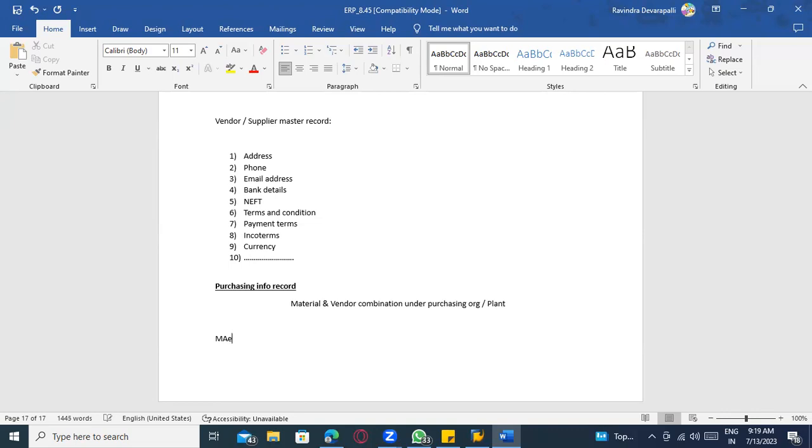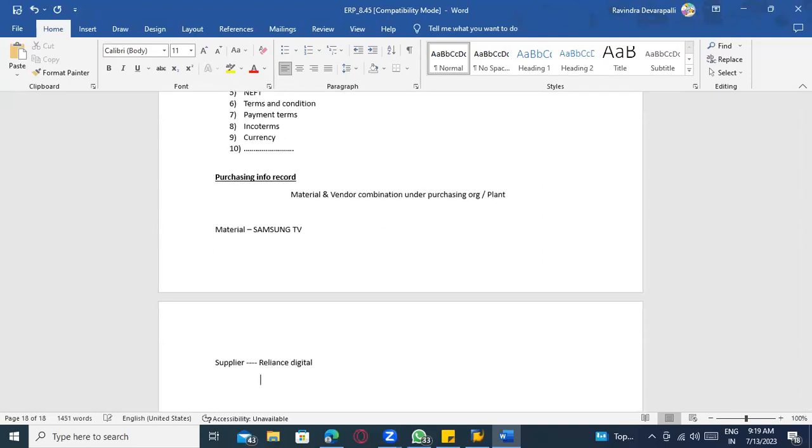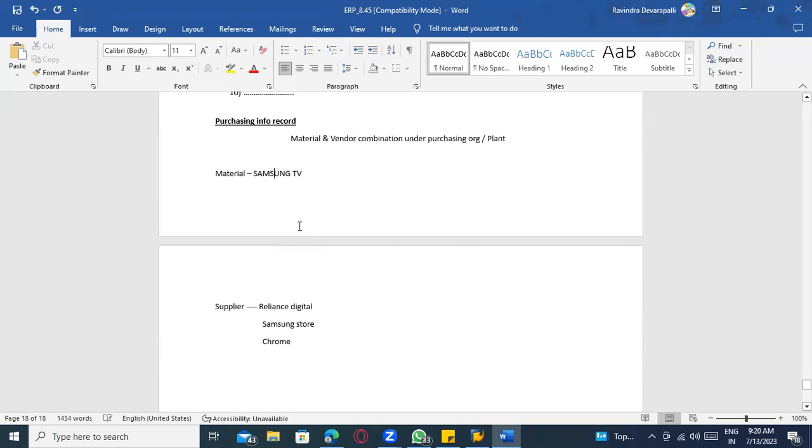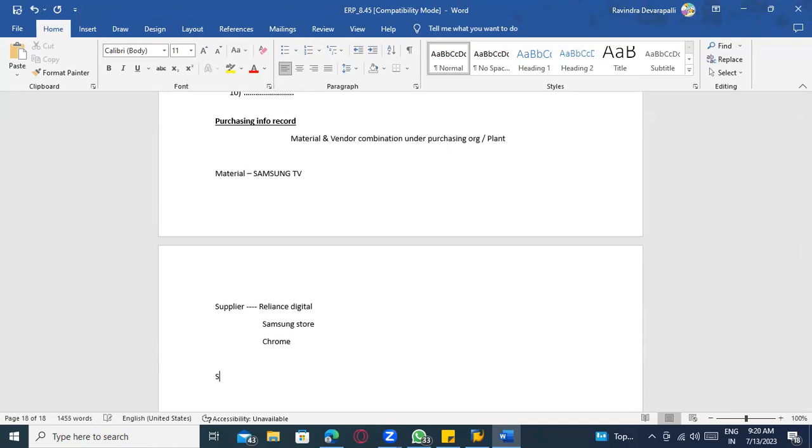Suppose I have a material which is a Samsung TV. The suppliers are Reliance Digital, or maybe I can get it directly from the Samsung store. Then I will be getting it from Croma. So multiple suppliers are there. Irrespective of each and every supplier, the prices might be different, right? The terms and conditions are different. If I'm buying from Reliance Digital, the price might be 20,000 rupees.